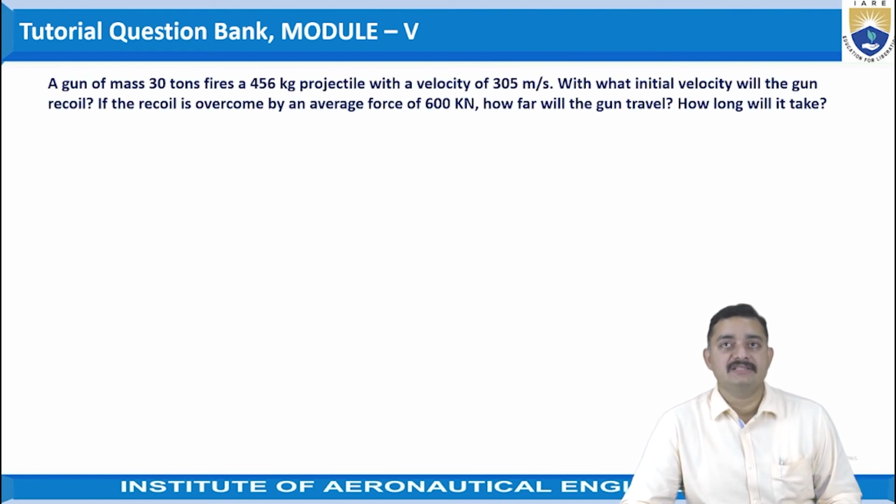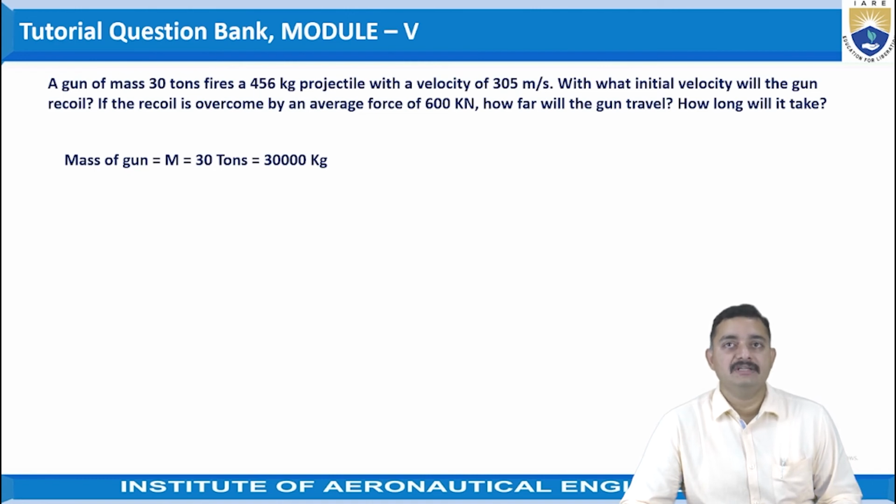A gun of mass 30 tons fires a 456 kg projectile with a velocity of 305 meters per second. With what initial velocity will the gun recoil? If the recoil is overcome by an average force of 600 kilonewtons, how far will the gun travel? How long will it take? So this is the problem related to the recoil of a gun. Now let us solve the problem.